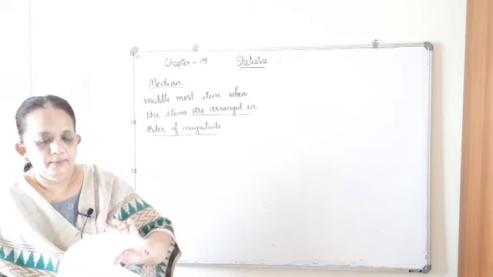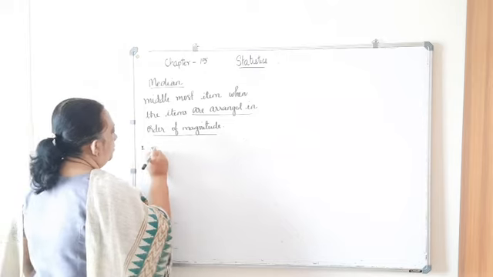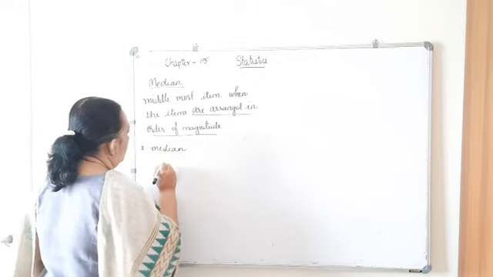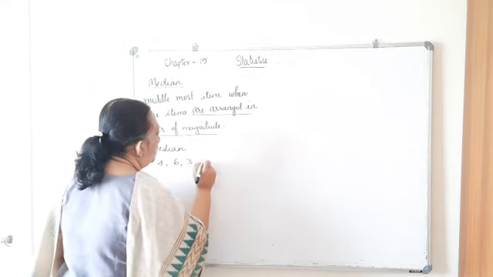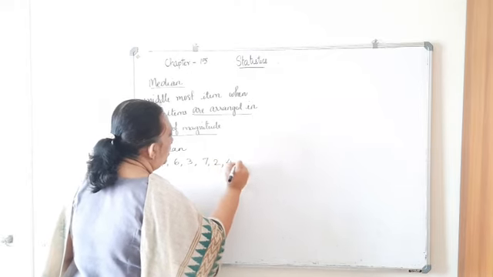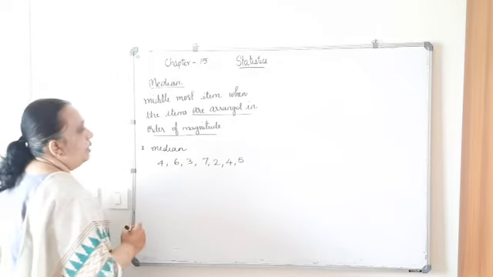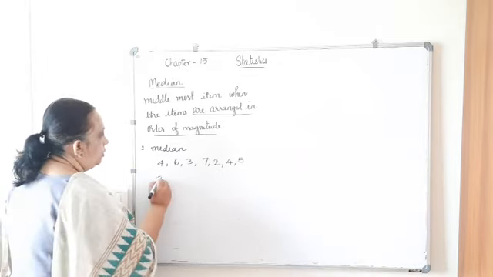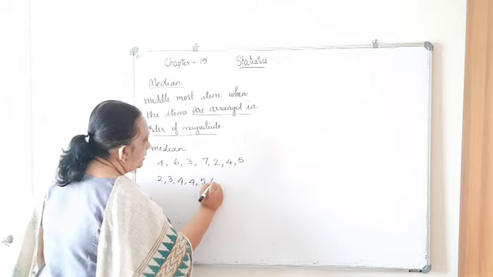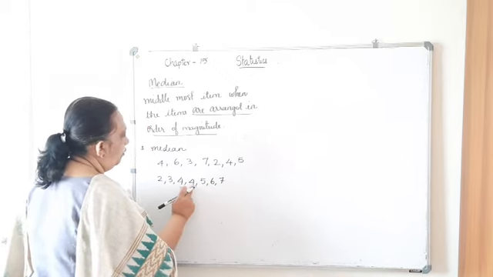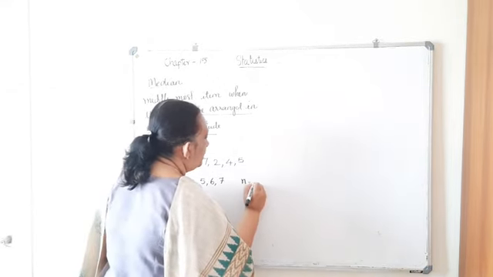Now let us calculate the median. The data is 4, 6, 3, 7, 2, 4, 5. Now, let us arrange the data: 2, 3, 4, 4, 5, 6, 7. Positions 1, 2, 3, 4, 5, 6, 7. So, n is an odd number. The number of observations is an odd number.